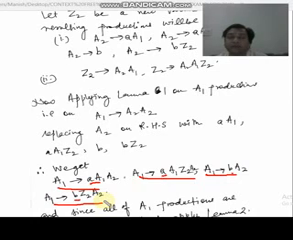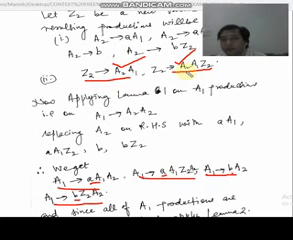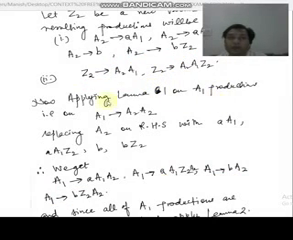The only step which remains is to modify the Z2 productions, because as yet the Z2 productions are not in the GNF form. Z2 gives you A2 on the RHS as the first symbol, and Z2 again gives you A2 as the first symbol on the RHS. So these two Z2 productions need to be converted into the GNF form. So how can we convert these two Z2 productions into the GNF?